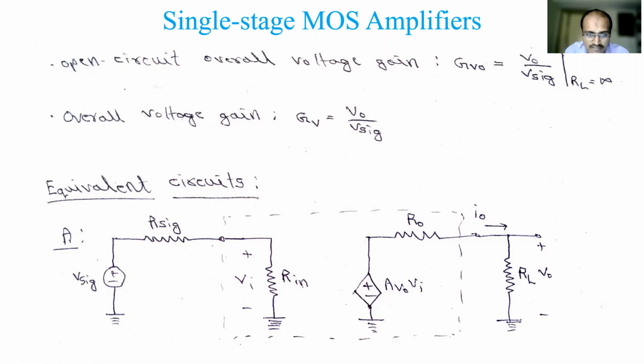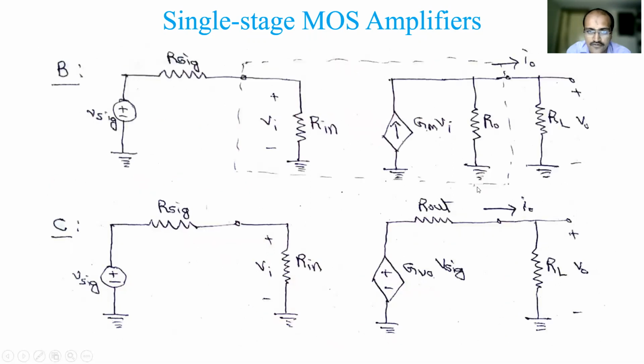So I will not explain that much. The remaining additional part I have added here. This is the MOSFET equivalent circuit. So this is a voltage controlled voltage source, maybe a voltage amplifier. V signal, R signal are connected, and here RL is connected. So this is an equivalent circuit.